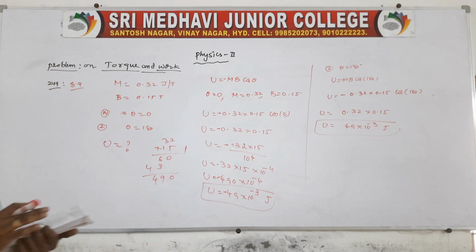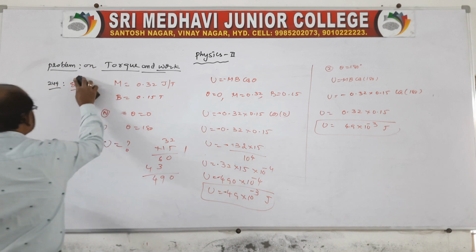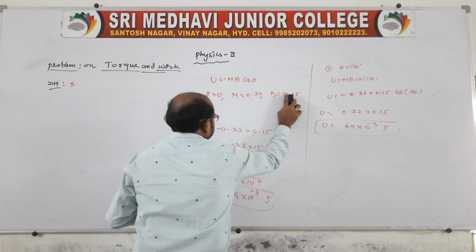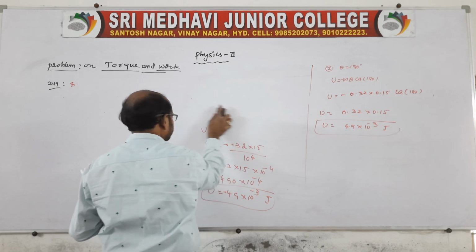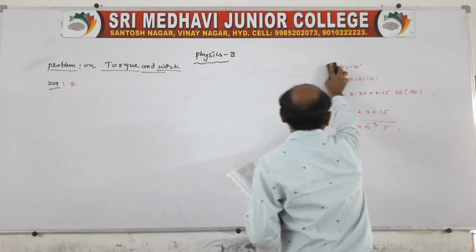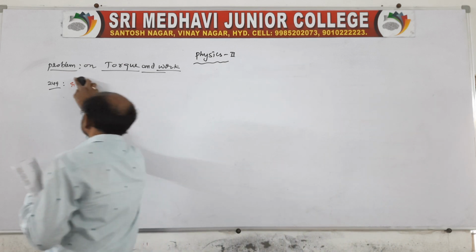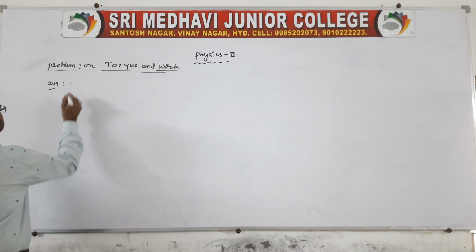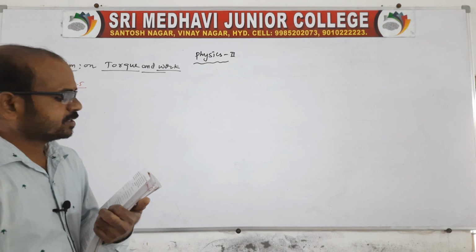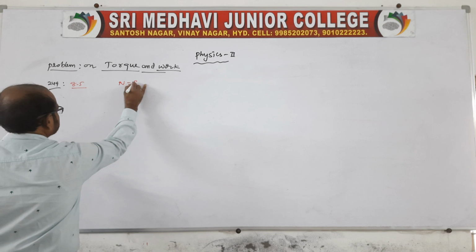Right, next one. In the same way, question 8.5, same page number. Yes, 8.5. Read the question. A closely wound solenoid of 800 turns. Yes, the number of turns is given, 800 turns.